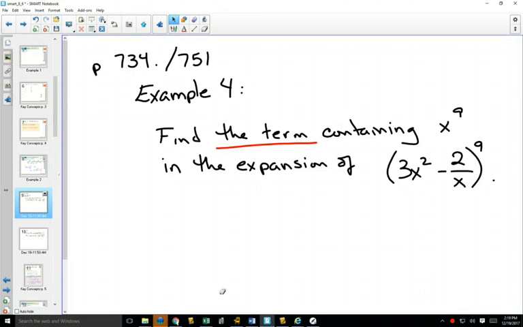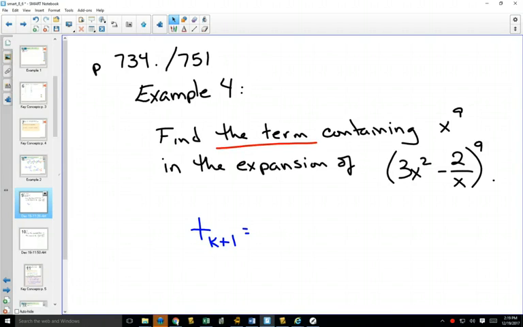We want to find the term containing x to the 9 in the expansion of this. So if we think about our formula, the problem is we don't know which term it is. We don't know if it's term 5. We don't know if it's term 7. So we don't know the value of k. We know that there's some term that is going to have an x to the 9.